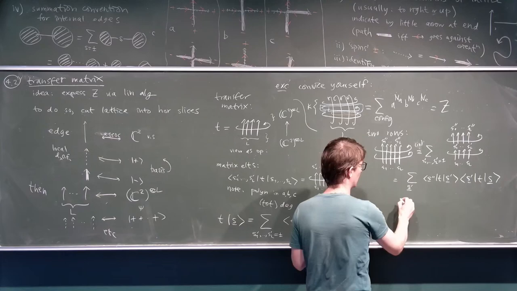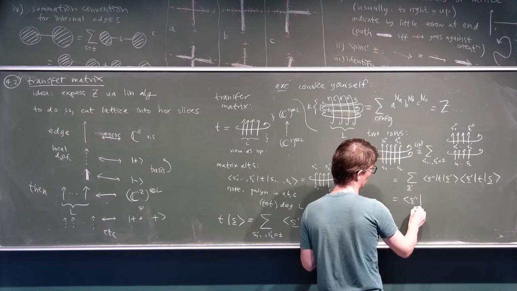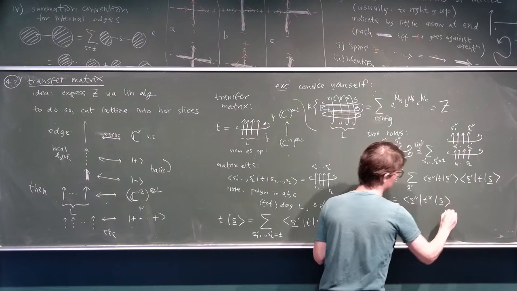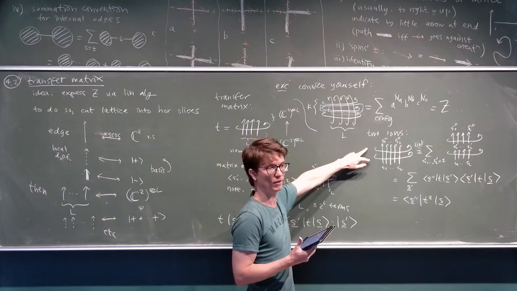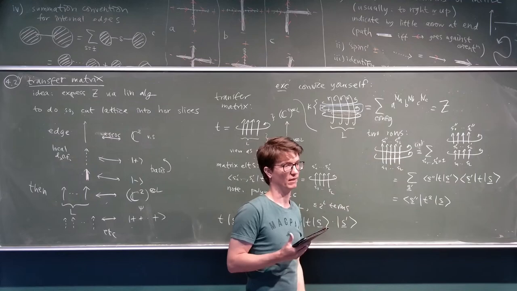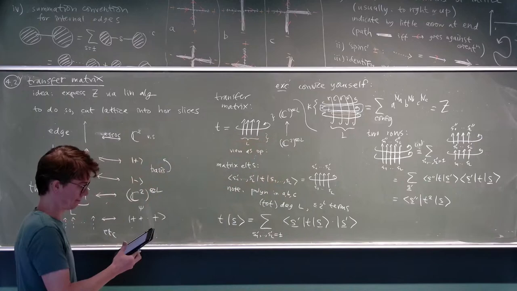In other words, what I'm going to get here is the bra of S double prime, and then T times T, so T squared, and then S, like this. So we see that two rows correspond to the matrix element of T squared, if I fix the spins on the external edges. All right, so that's pretty good.